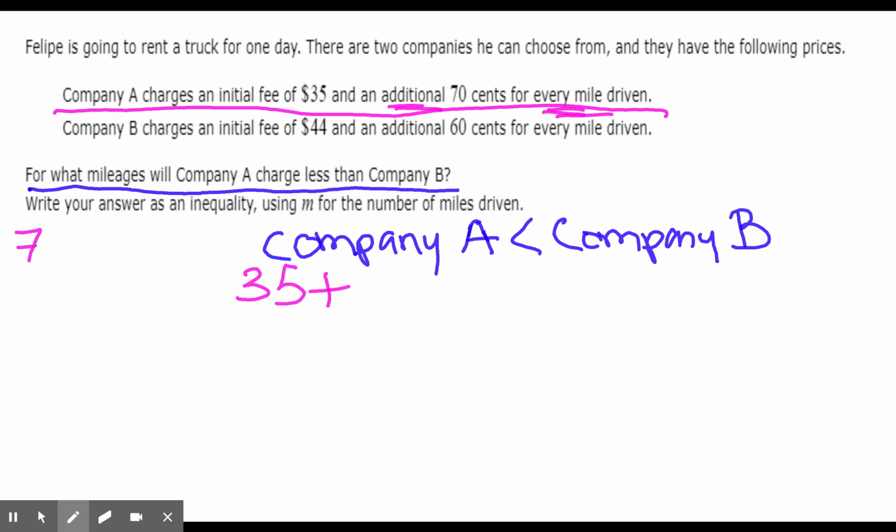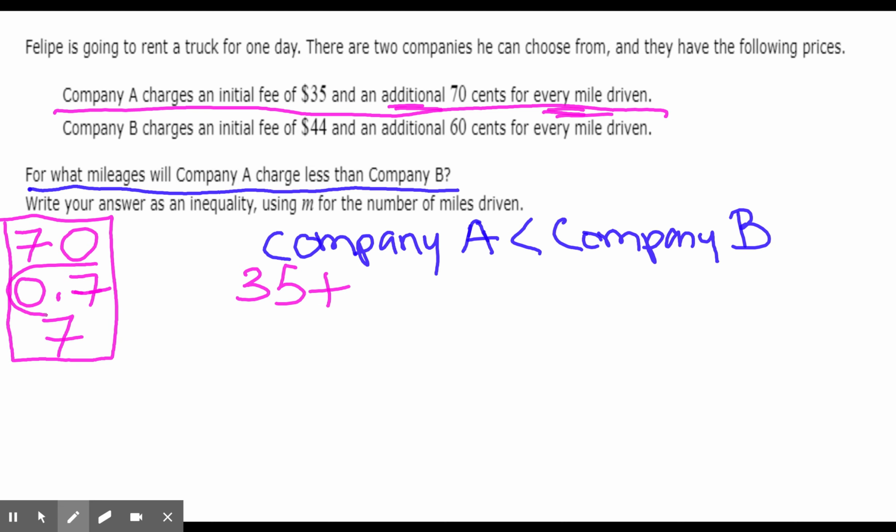Question, which one of these is 70 cents in decimal form? I think I just gave it away. Well, hopefully you chose the center. 70 cents is 0.7. If it makes you feel uncomfortable, you can write 0.70, so it also looks like 70 cents, but it has the same value. And that's for every mile driven, so times each mile that's driven.